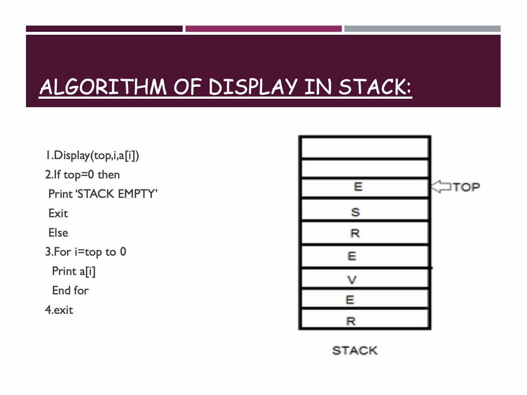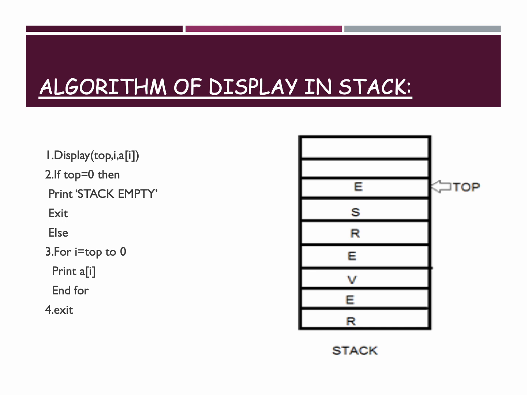This indicates that there are no elements to display. Then on the third step, it iterates from top to bottom. So for i equal to top down to 0, the loop starts from the top of the stack and goes down to the bottom, i equal to 0. Print operation, where the command print a[i] outputs each element of the stack. Then the function ends once all elements have been printed and exits the function.